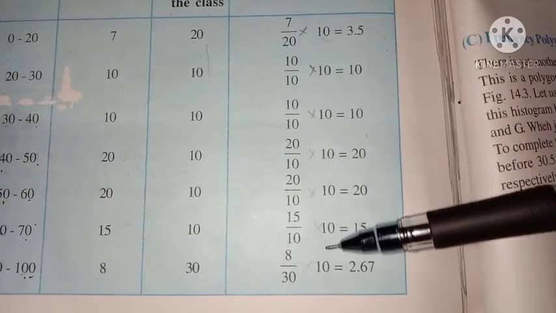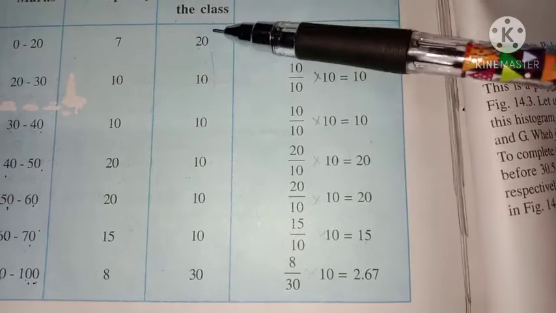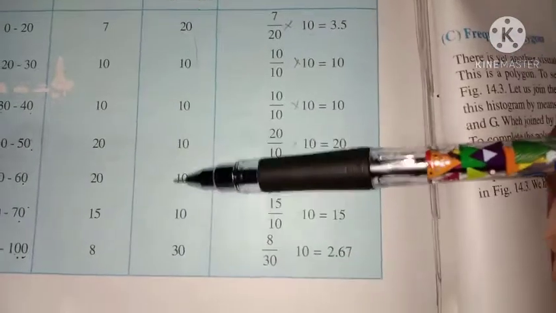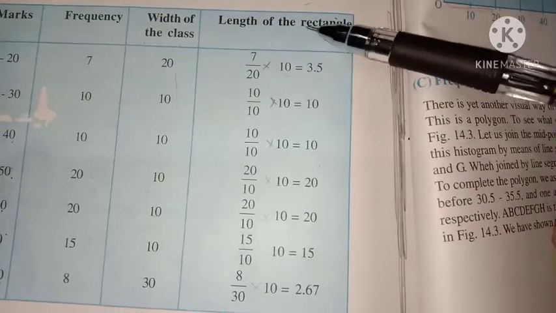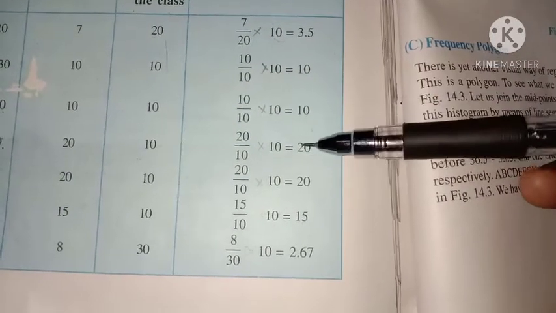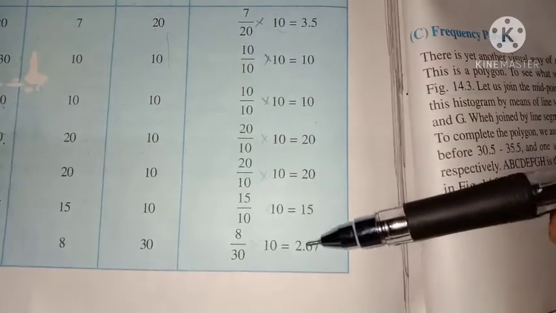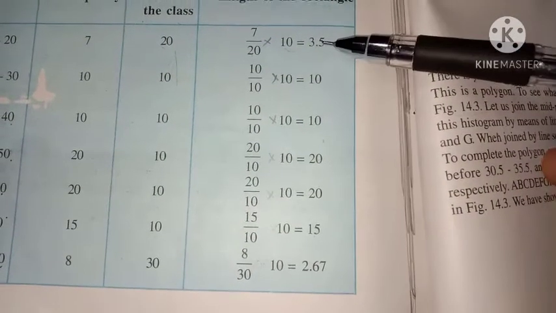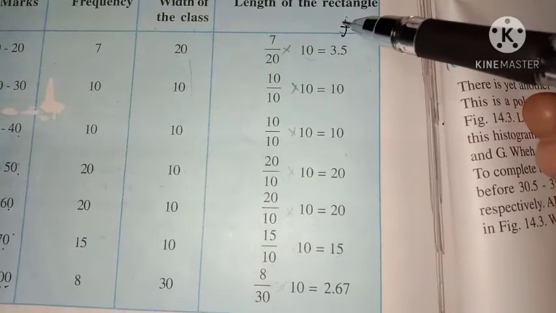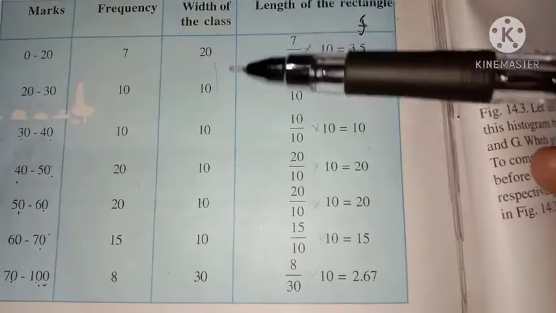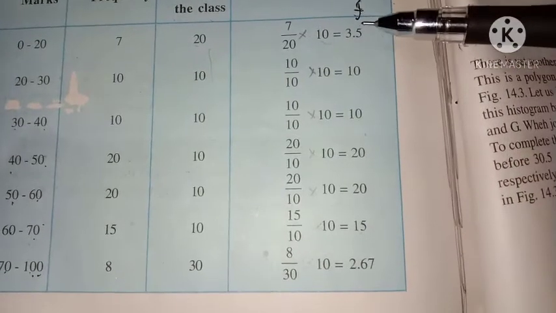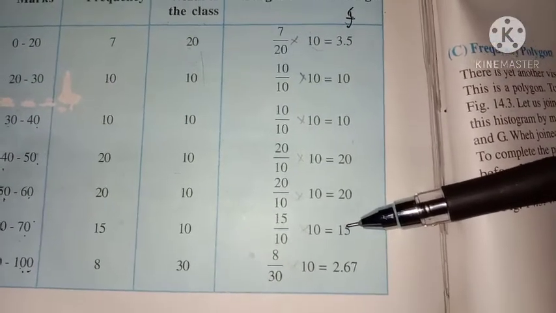Here these 10 are same. So 10 means from this column you have to select the minimum class size. Okay, minimum class size. So you will get the length of the rectangle on simplification 3.5, 10, 10, 20, 20, 15, 2.67. So these are our new frequency. Now while drawing the graph or histogram, don't consider this frequency. You have to take this new frequency.